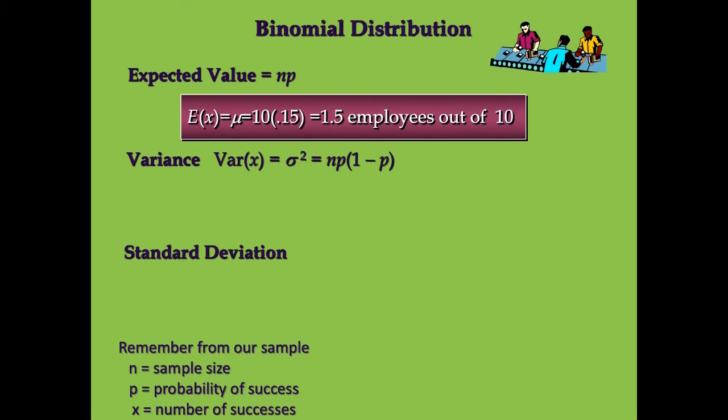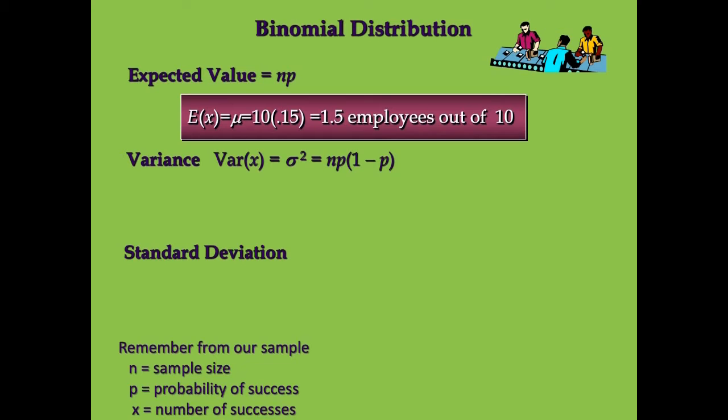So now if we go back to our expected value, N times P, N is 10, as you can see, times 0.15, which equals 1.5 employees out of 10 is the expected number of people that would be gone from the company within the year. The variance is the next thing on the list.